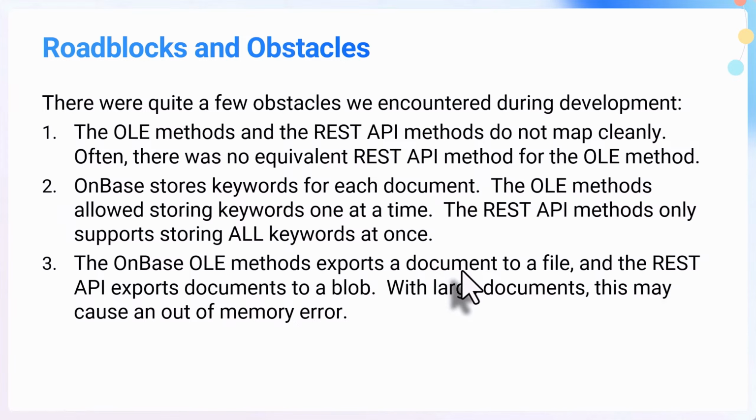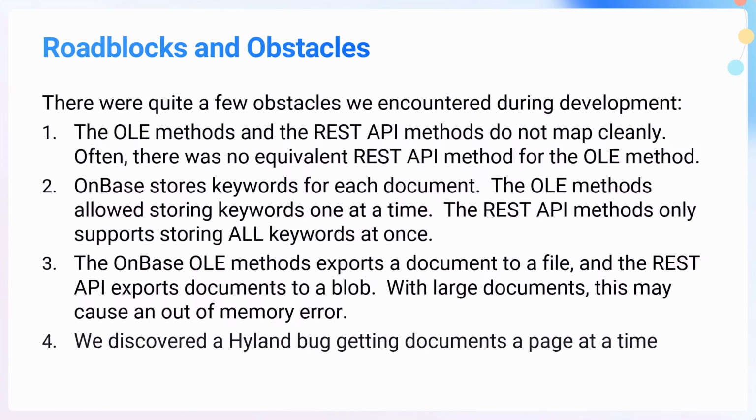Another interesting thing is that the OnBase OLE methods export documents to a temporary file, which the client then moves to where it needs to be. The API code pulls the document into a blob on the client side, which the client code is then responsible for saving to where it needs to be. With large documents more than 100 megabytes, it caused an out-of-memory error. We also discovered, in trying to resolve that out-of-memory error, a bug in the Hyland software when trying to get documents a page at a time.